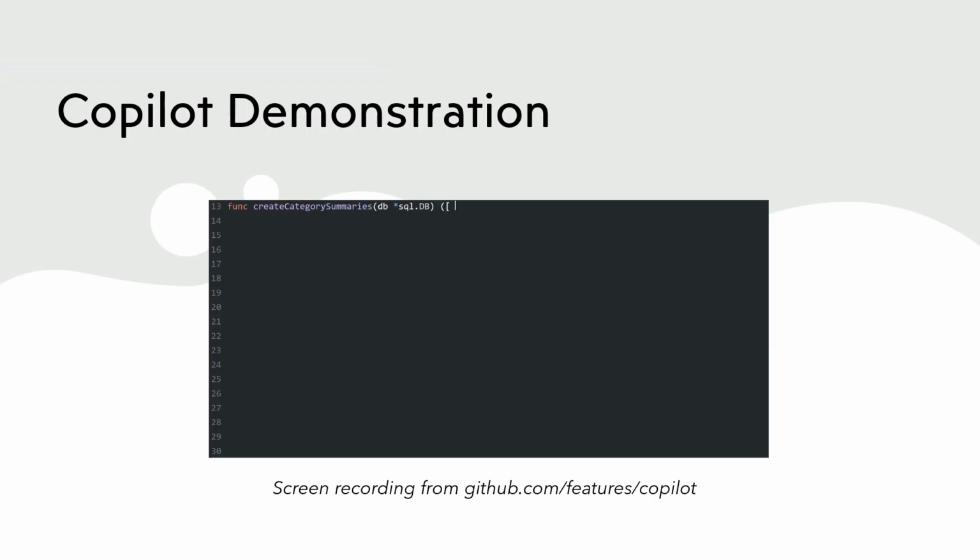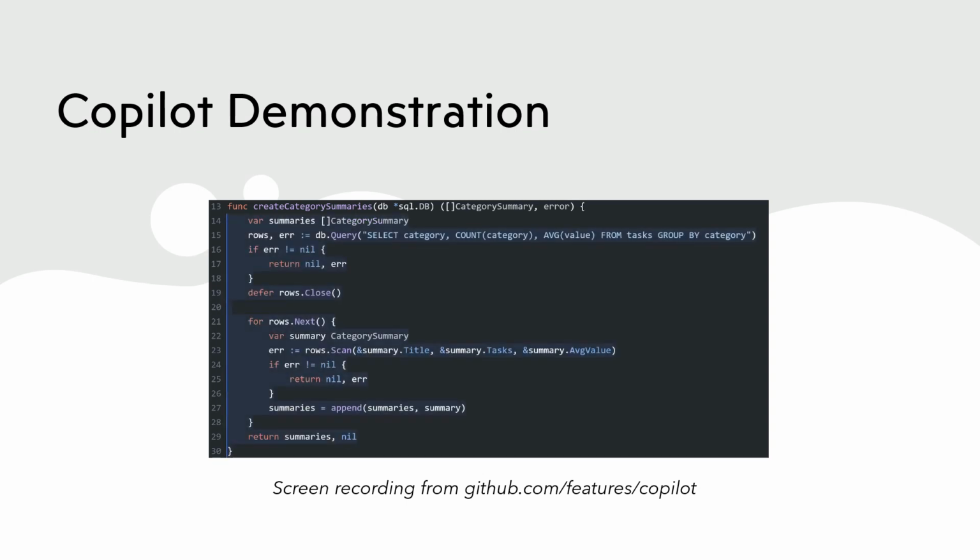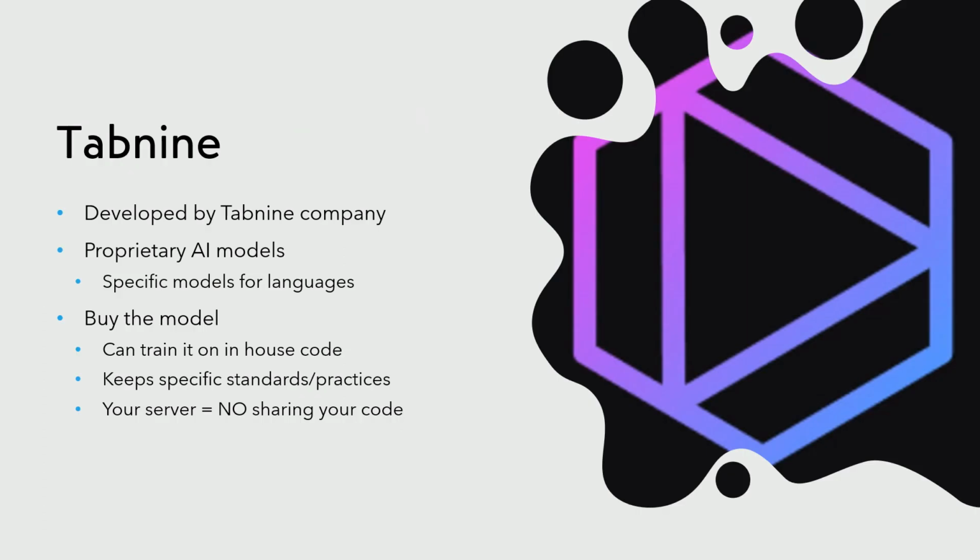So here's a demonstration of Copilot in action. This is a screen recording from the GitHub website. The first section, the function declaration, is a simulation of a person typing. And then what is highlighted is what Copilot would have suggested and given as a completion to the input it received at the beginning. So the second product I want to talk about is Tabnine.